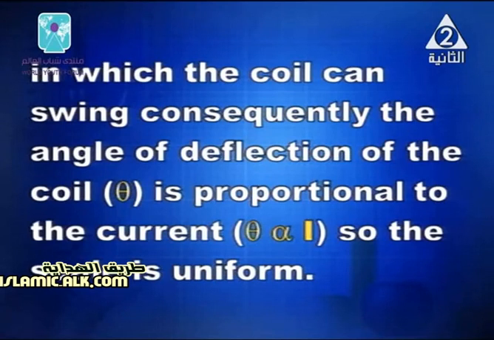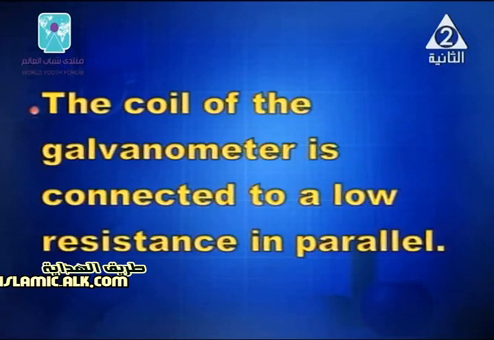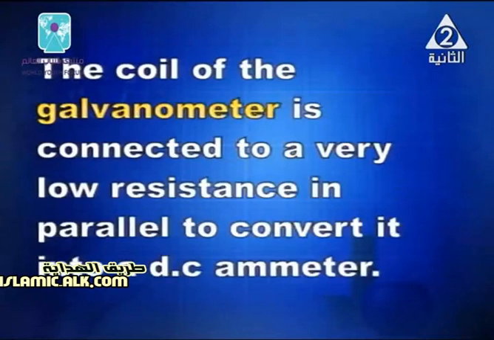Give reason: the coil of the galvanometer is connected to a low resistance in parallel. The coil of the galvanometer is connected to a low resistance called shunt when we want to convert it into a meter. Why do we want to convert it into a meter? To measure higher current intensity. So the coil of the galvanometer is connected to a very low resistance in parallel to convert it into a DC ammeter. And let me remind you of the functions of the shunt.